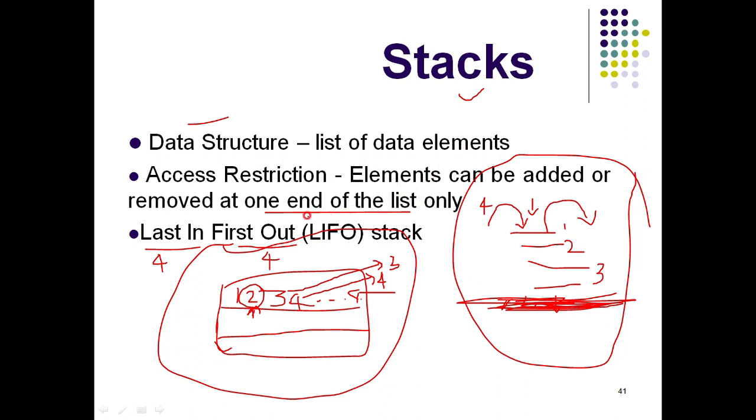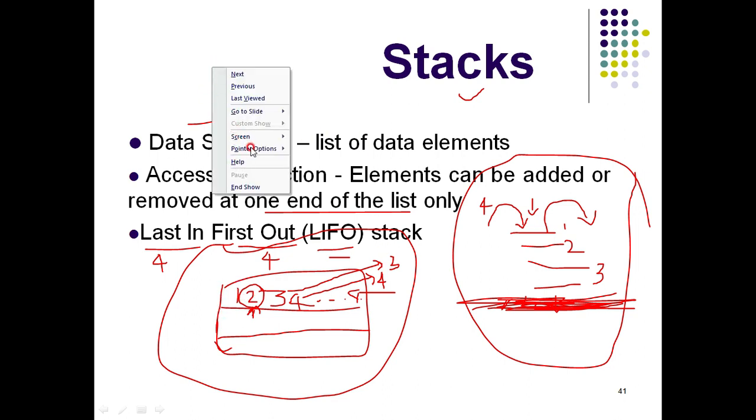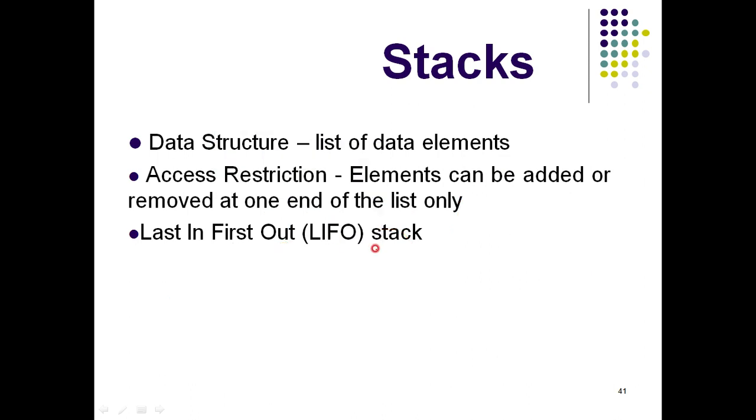It is only one end of the list; the other end is completely jammed. If I want to enter or if I want to exit, there is only one end. The next very important thing is it is last in, first out. That means if 4 has entered at the last, the 4 will be coming out first, not the 1. So these two concepts are very important in your stacks. Okay friends, let us move to the next point.